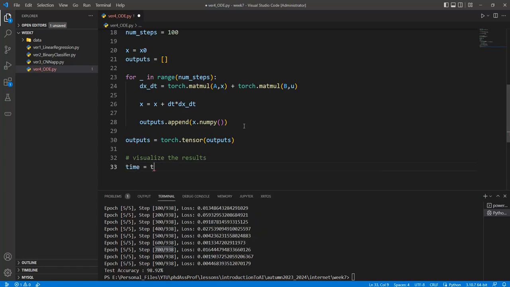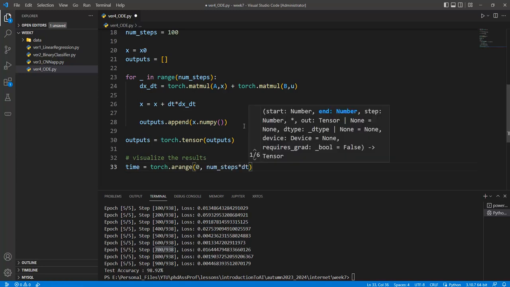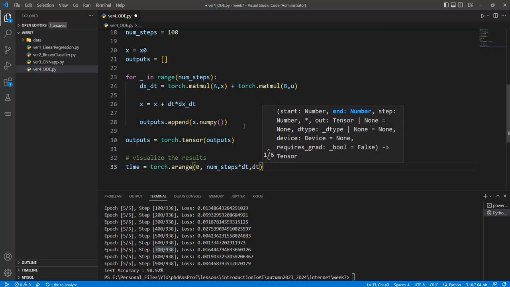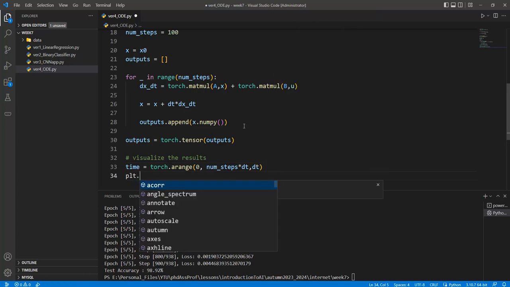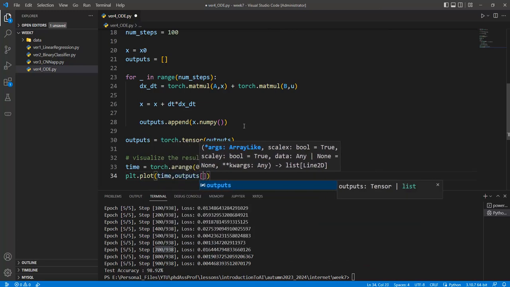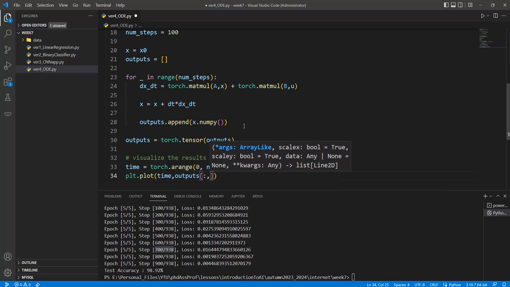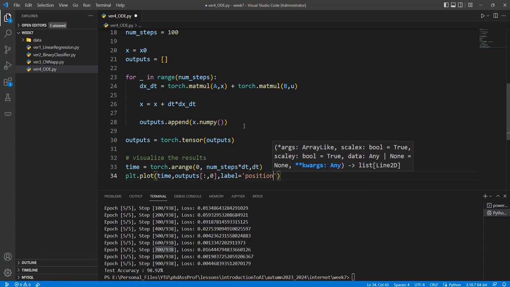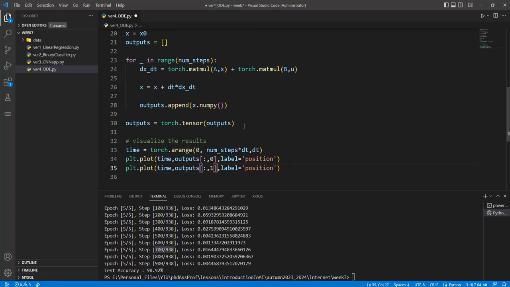The time parameter can be given with the torch arange function, 0, num_steps times dt, right? This is how many points are included in this case, and the iteration is the dt, right? And the plt plot function takes the time and outputs 0, and the label is the position, right? The first term is the position, the second term is the velocity.